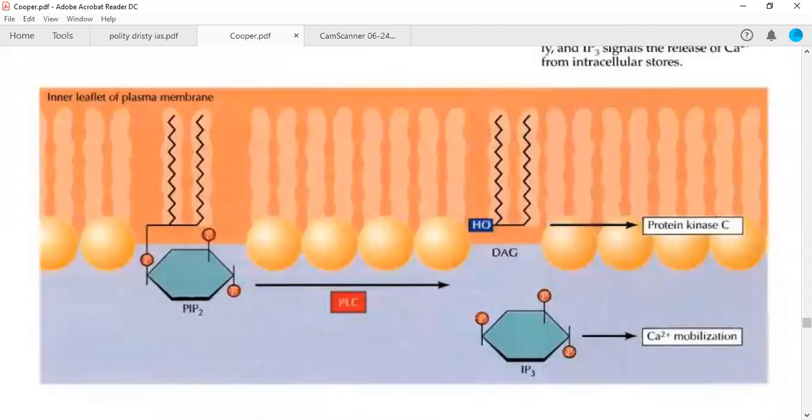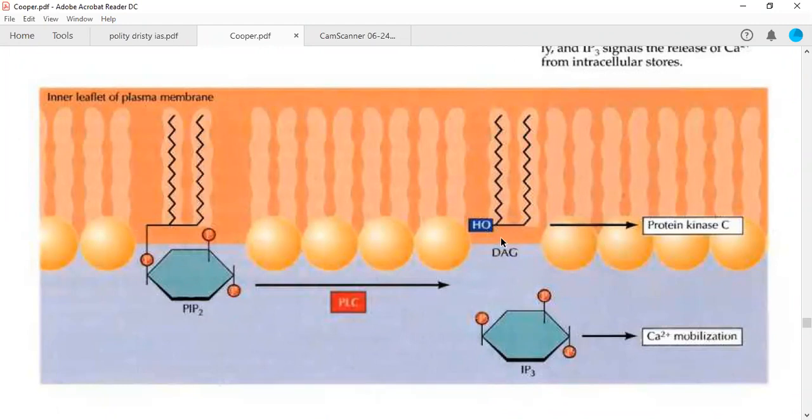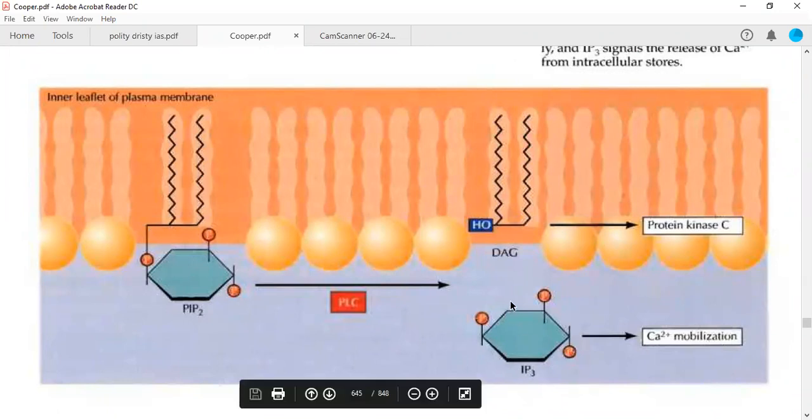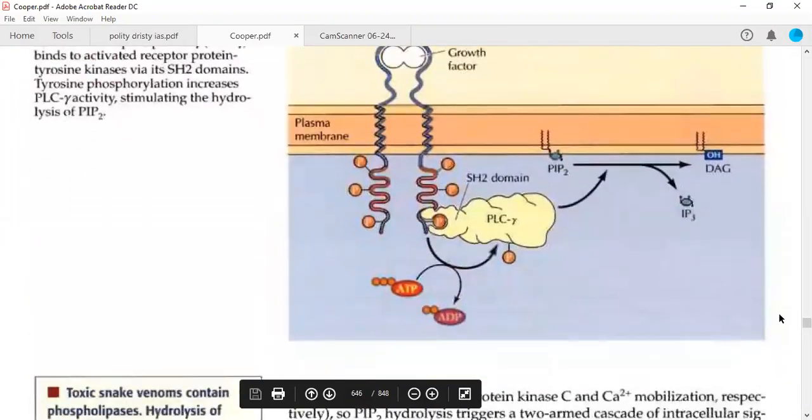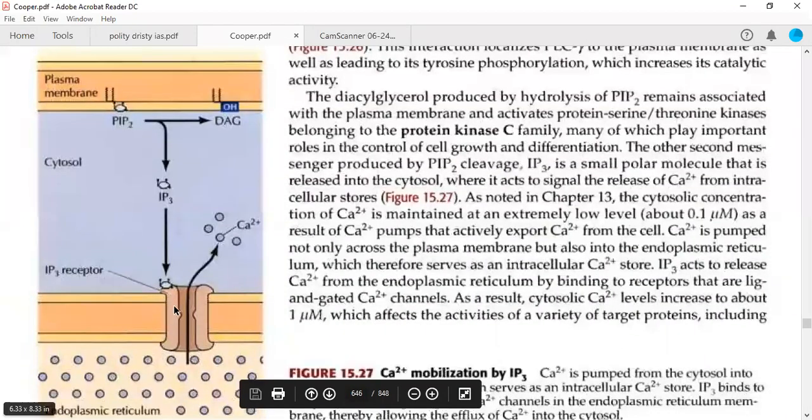Okay, so this is called the IP3-DAG pathway, where PIP2, which was a minor component of your plasma membrane, was broken down and converted into diacylglycerol and IP3. This IP3 is a polar molecule, and it binds to the endoplasmic reticulum membrane so that it can open some of the channels, and the calcium ions will come into the cytosol. Okay, then what is the function of this diacylglycerol?